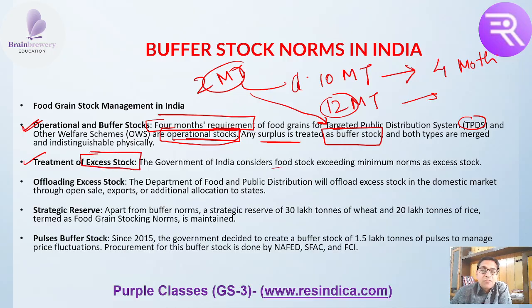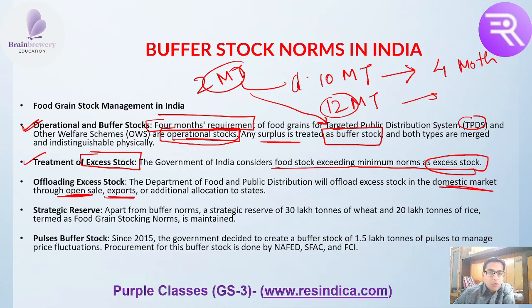The Government of India considers food stock exceeding minimum norms as excess stock. So what is the meaning of excess stock? That is the extra which is above your minimum norms. When you have an excess stock, what the government does is try to offload that in the domestic market, or they do open sale, or they do export, or they additionally allocate to the states. This is called offloading of the excess stock.